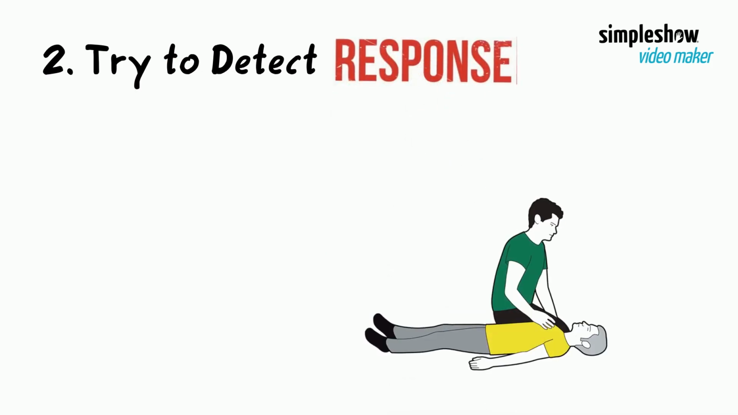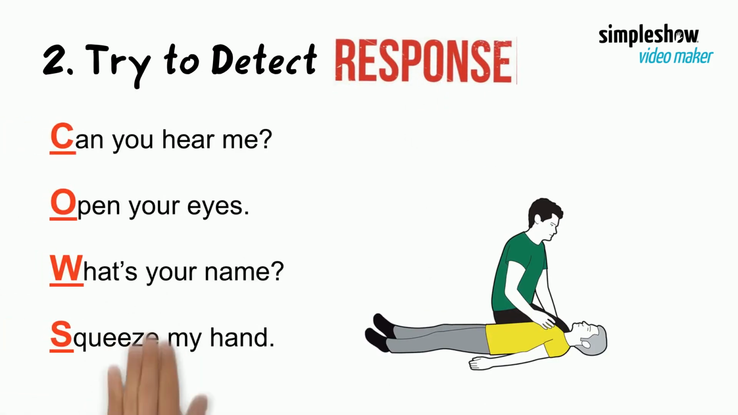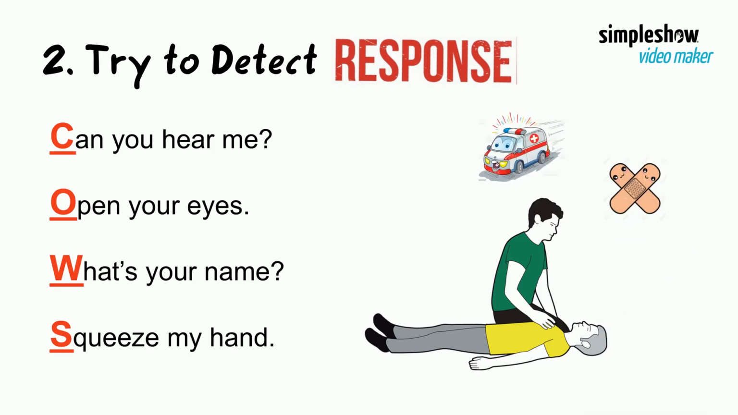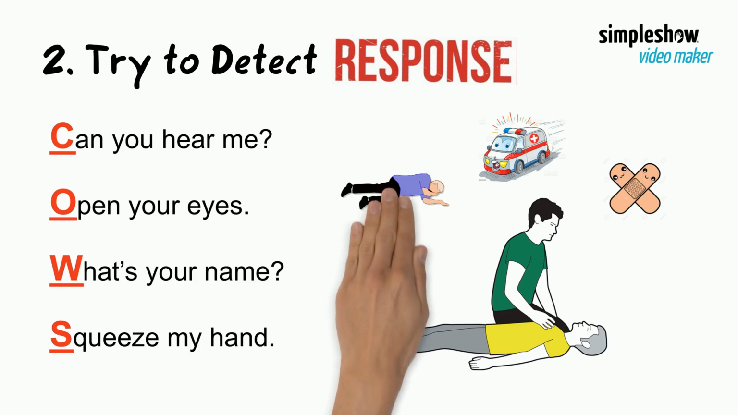The second step is to detect a response from the casualty, following a procedure called COWS. These questions work for casualties who can or cannot talk. This is important to indicate the consciousness of the patient, so that you know what to do next. If the patient is conscious, manage the bleeding and call an ambulance. If not, put the patient in the recovery position.